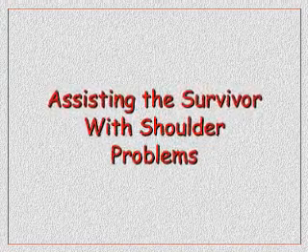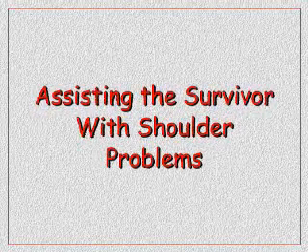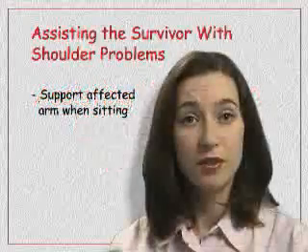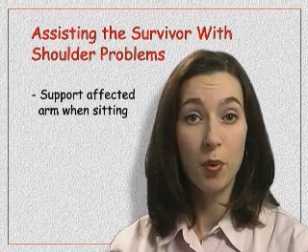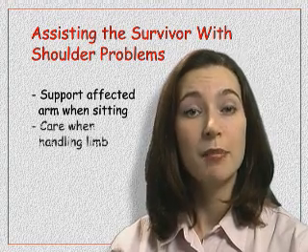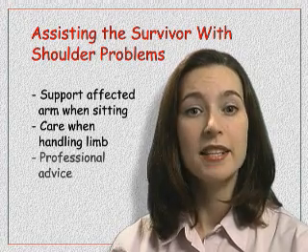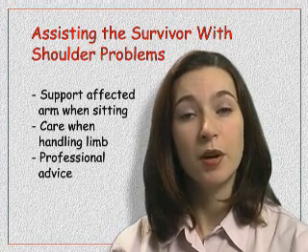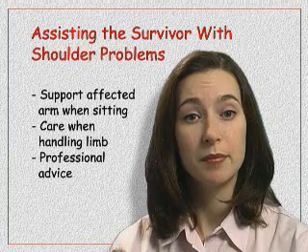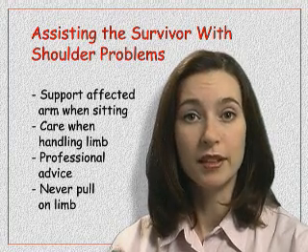If a stroke survivor has shoulder problems, there are some things you can do to help. When the survivor is sitting, always support the affected arm. Be careful when handling this limb as it may be painful, and seek the advice of a professional if you are unsure how to handle the arm. Never pull on the limb.